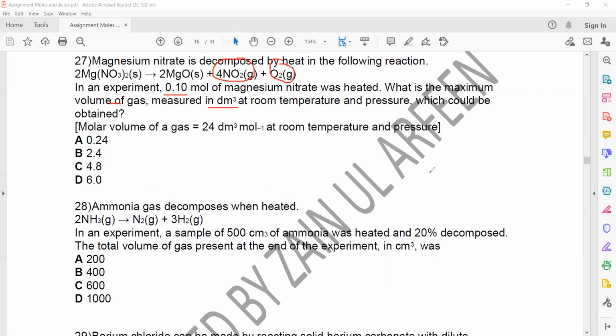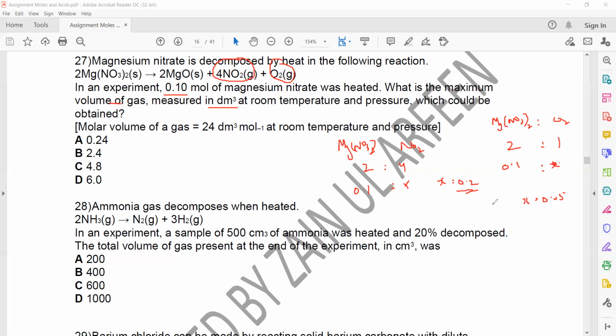So first, the ratio between magnesium nitrate and nitrogen dioxide is 2 to 4, or 1 to 2. So if we have 0.1 mole, this will be X. So we'll get 0.2 moles of nitrogen dioxide. And the ratio between magnesium nitrate and oxygen is 2 to 1. So if we have 0.1, this will be X, cross multiply. So this will be 0.05.